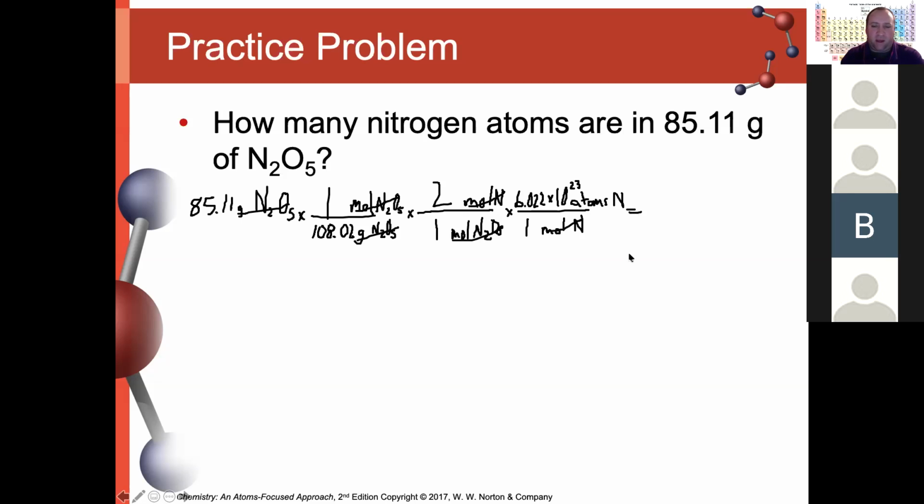And now I do my calculation. 85.11 times 2 times Avogadro's number divided by 108.02, to 4 significant figures.